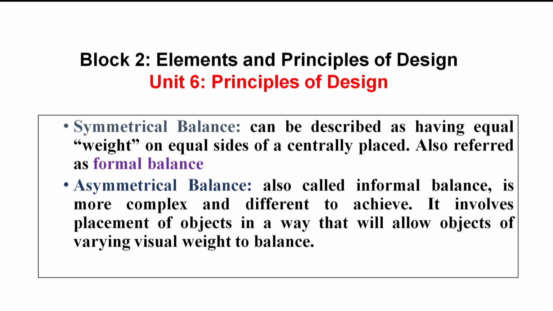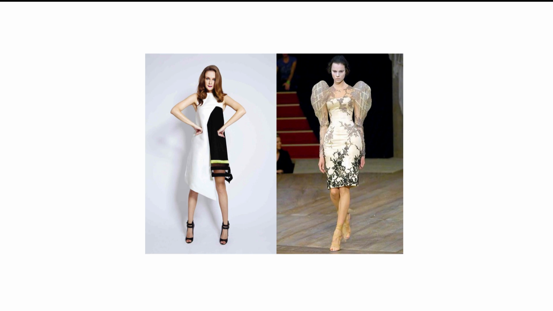So that is one of the examples of asymmetrical balance. In the picture you can see and understand how we can describe symmetrical balance and asymmetrical balance. The dress which is in white and black is an example of asymmetrical balance. And in the second picture, both the sleeves are equally divided in symmetry, and the flower pattern used all over the garment is all in symmetry. So this is one of the examples of symmetrical balance.